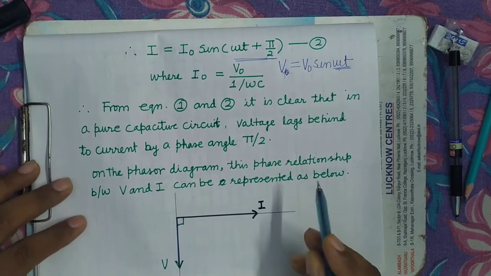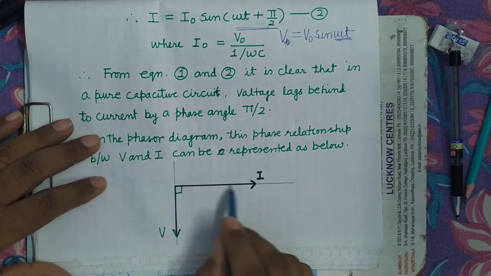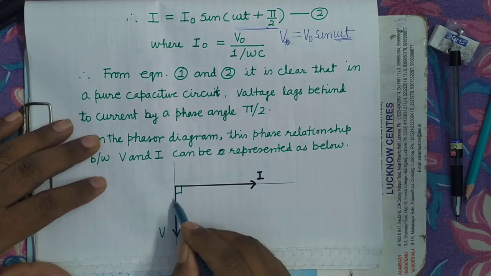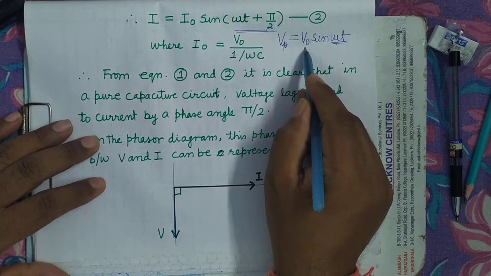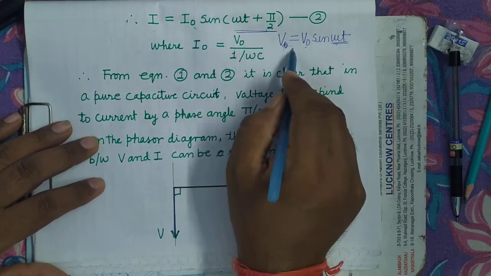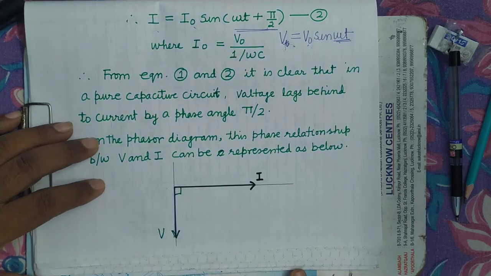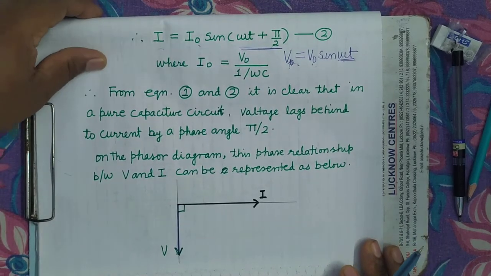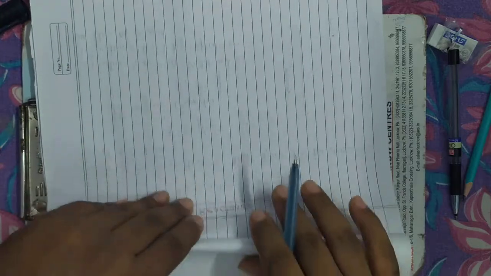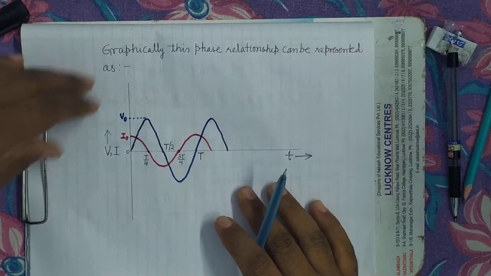It is clear. How will you represent this on the phasor diagram? If the phasor of current is this, then the phasor of voltage you will make on this side. Why? Because it is lagging behind the current. V is lagging behind the current by what phase angle? Pi by 2. In the graphical representation, how will you draw? If we draw graphically, this phase relationship can be represented as below.